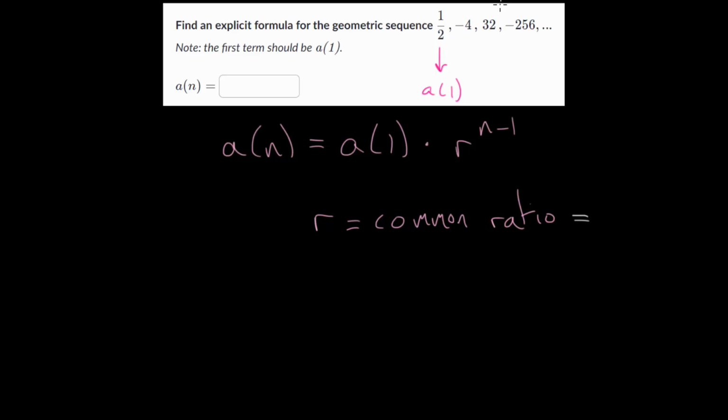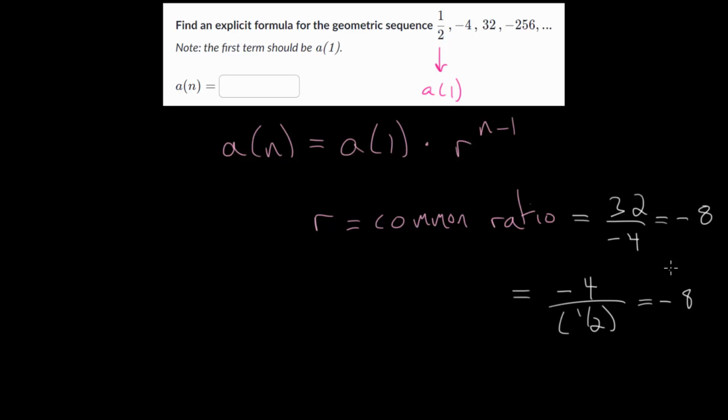Or you could just take any term in the sequence and divide it by the term before it. So for instance, we can take 32 and divide it by the term before it, which is -4. And 32 divided by -4 is simply -8. But we could have done that with any two terms. We could have taken -4 and divided it by 1/2. And 1/2 goes into 4 8 times, and we have that negative that carries along. So we would get the same answer, and that would be true for any two terms.